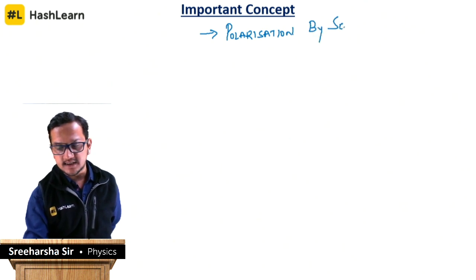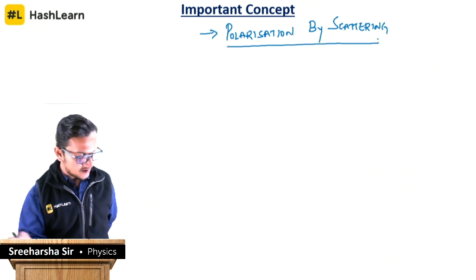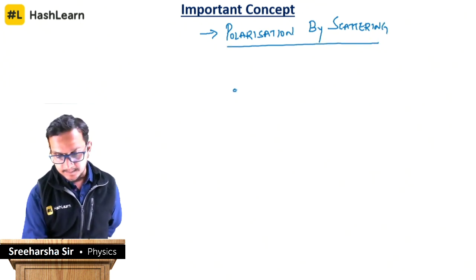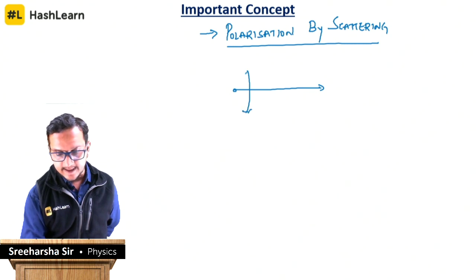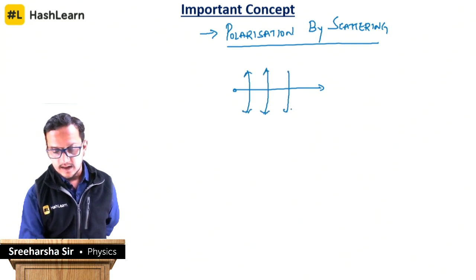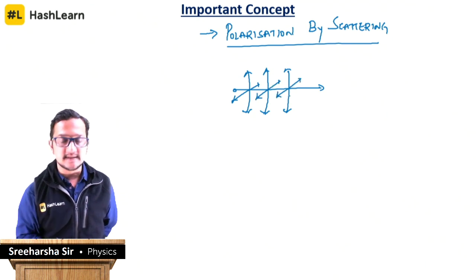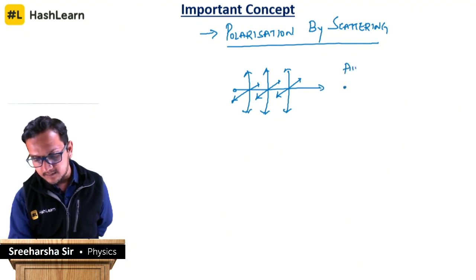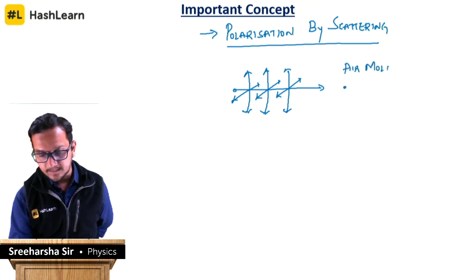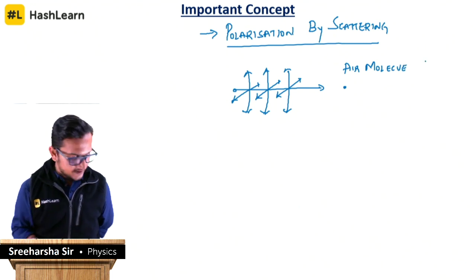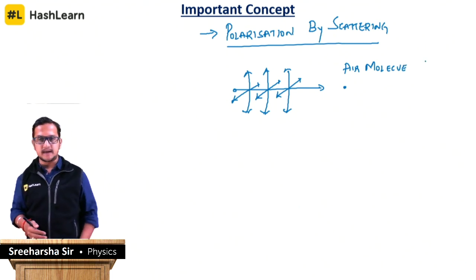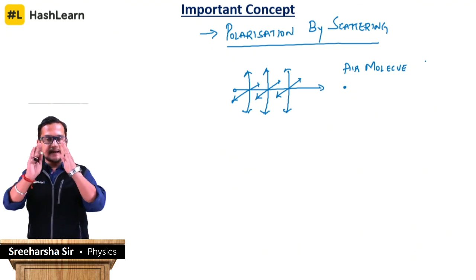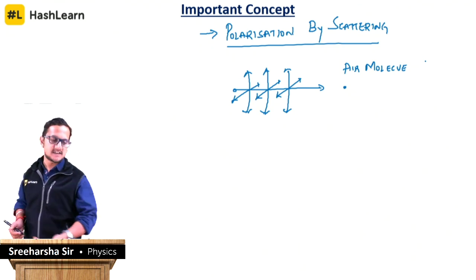So, polarization by scattering. Now what happens here is you have unpolarized light. One component is vibrating in this direction and the other is vibrating perpendicular to it, and this is called unpolarized light. Let us assume there is an air molecule present in its path. When an air molecule is present in its path, there is an obstacle, so the light changes its path.